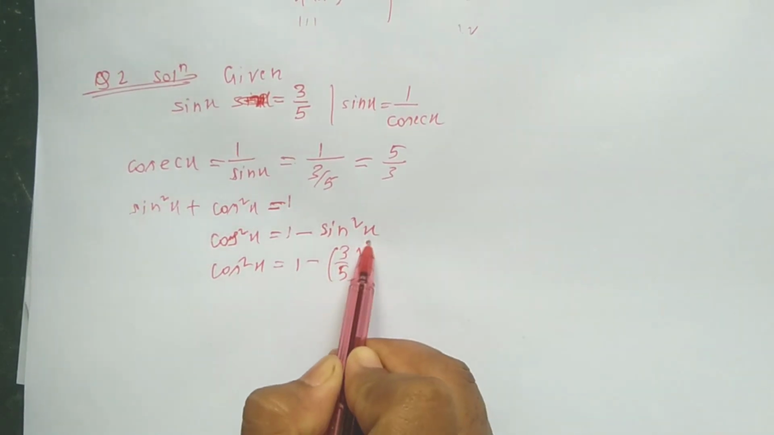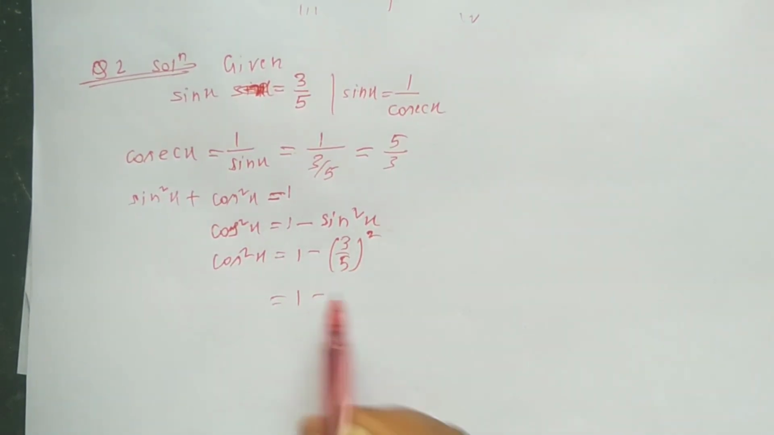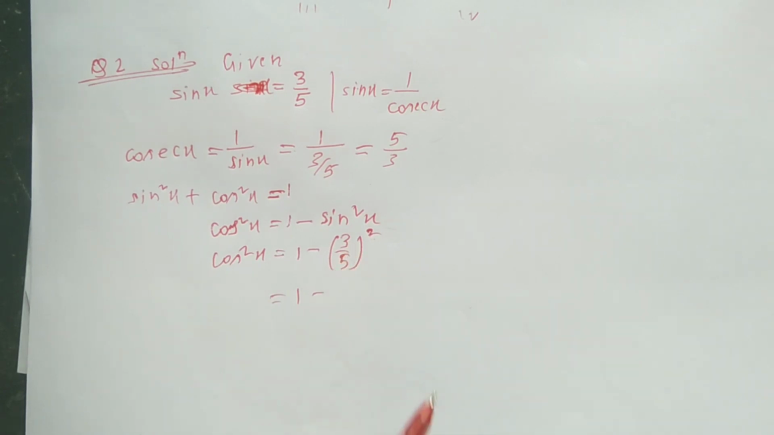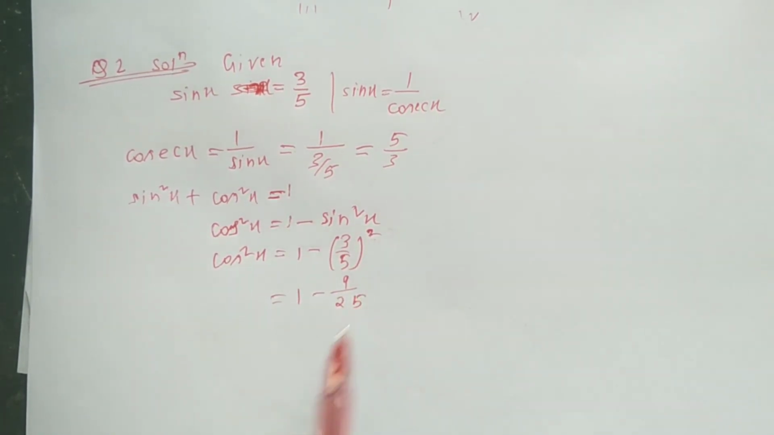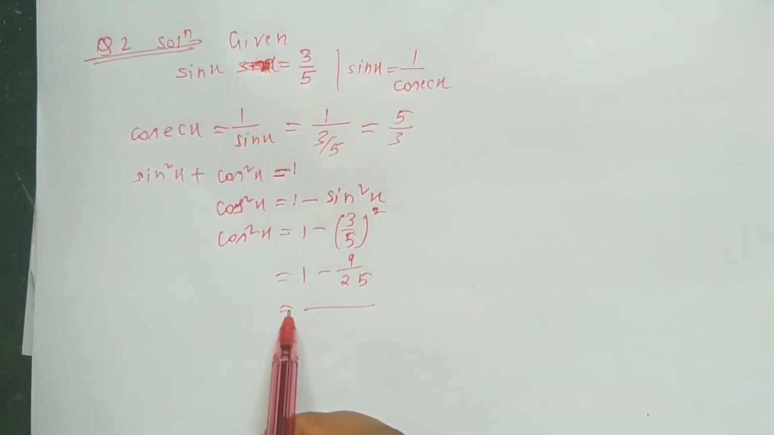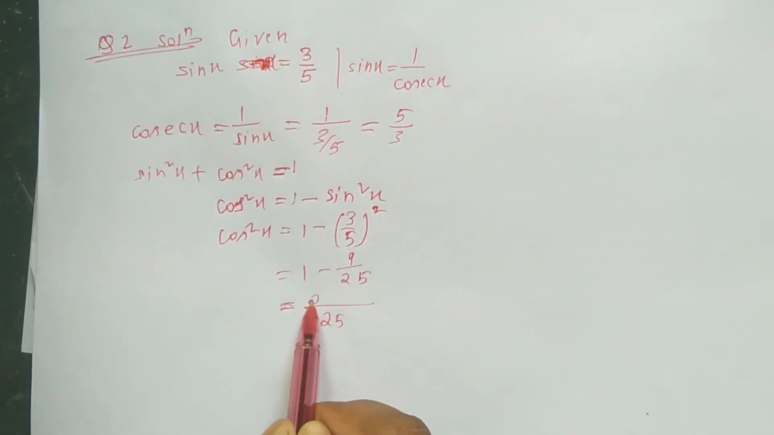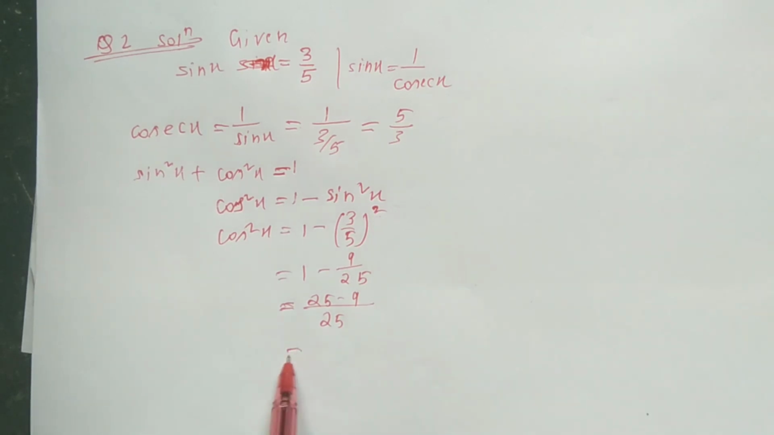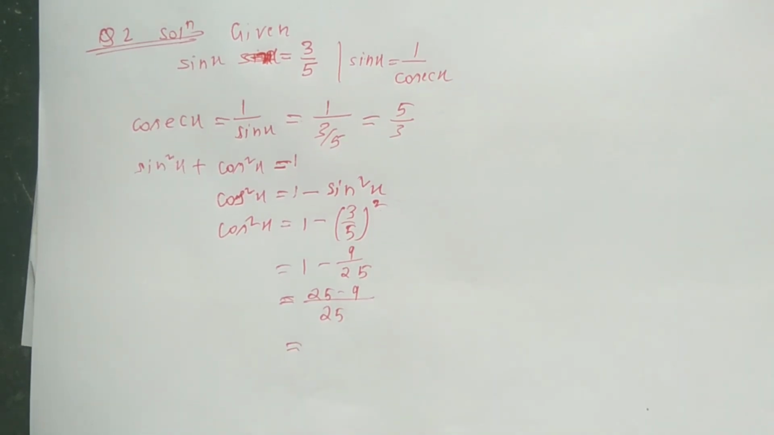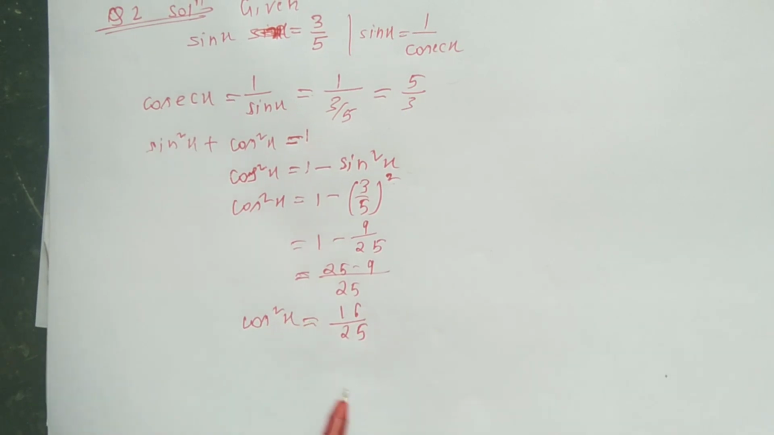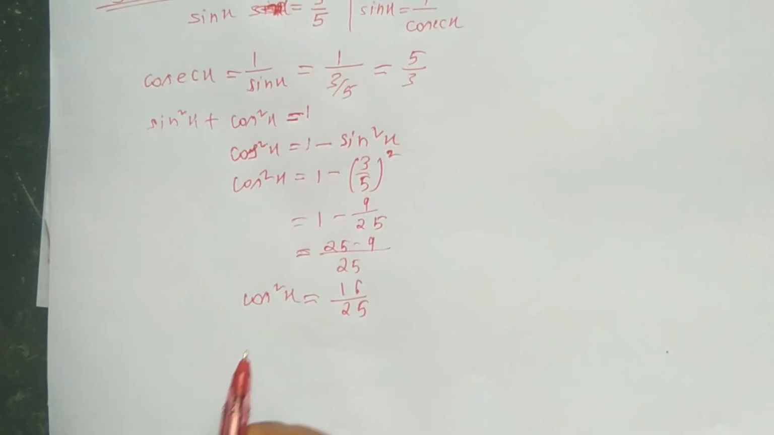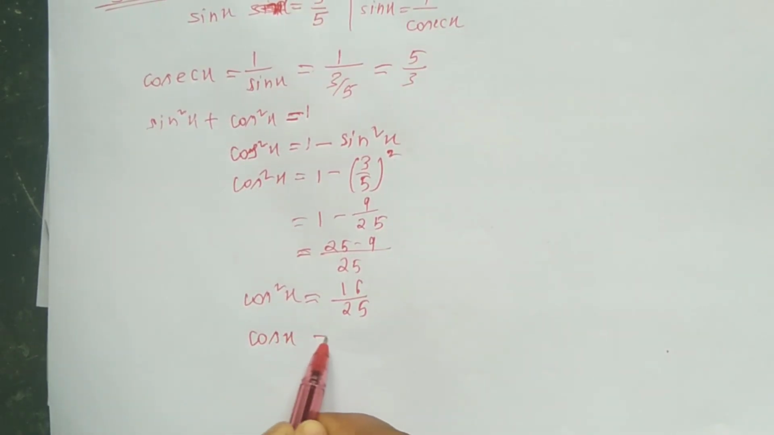Since the square is there, put the square. Now 1 minus, after squaring these numbers we get 3 threes are 9, 5 fives are 25. Now after taking the LCM, 25 minus 9 is 16 by 25. So cos square x equal to how much? 16 by 25.